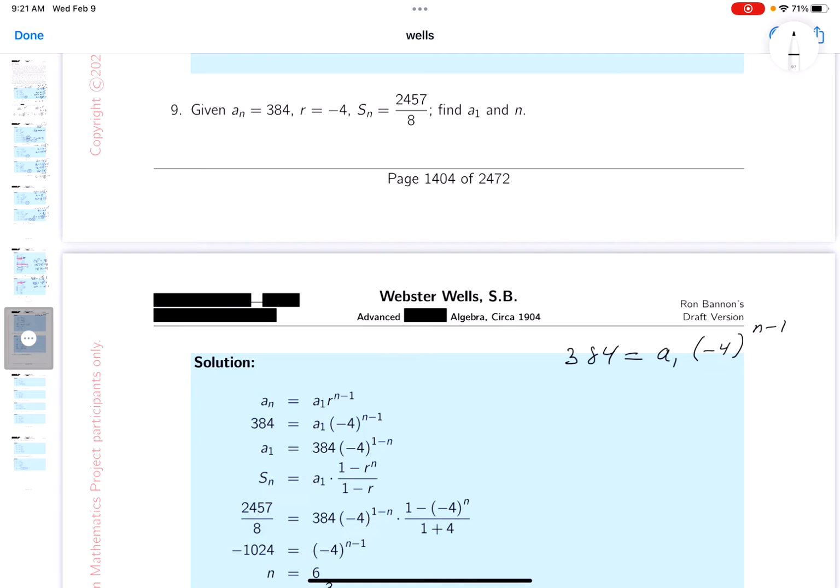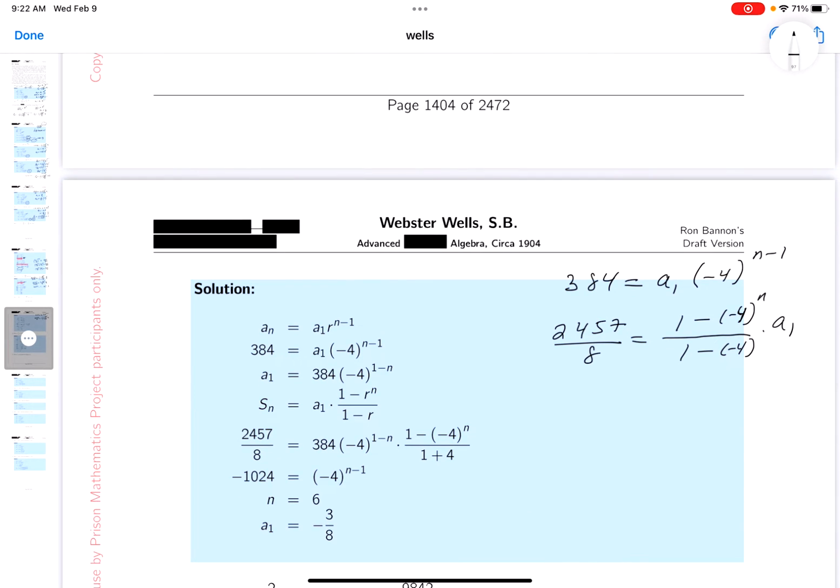And then I'm going to write Sn down, right? What's that going to be? 2,457/8. Let me be careful about this. It's going to be 1 minus R. Well, that's minus 4 to the n over 1 minus a minus 4 times A1. Now, certainly you do have equations over here, and there's two unknowns in the equation, A1 and N. I do know N is an integer, by the way. But I gotta manipulate these guys to see if I can figure it out.